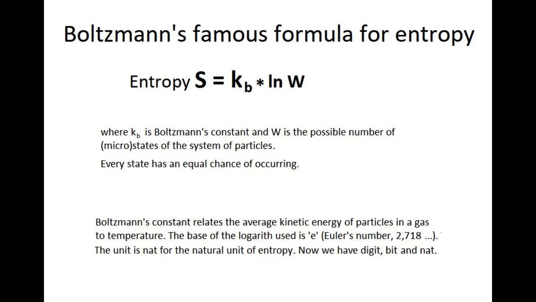In this case, we count the number of symbols that indicate the amount of states by the natural logarithm to base e, Euler's number, approximately 2.718, instead of base 2 or base 10. The unit of counting to base e is a nat, for a natural unit of information. Like we have bit and digit, we now also have nat.